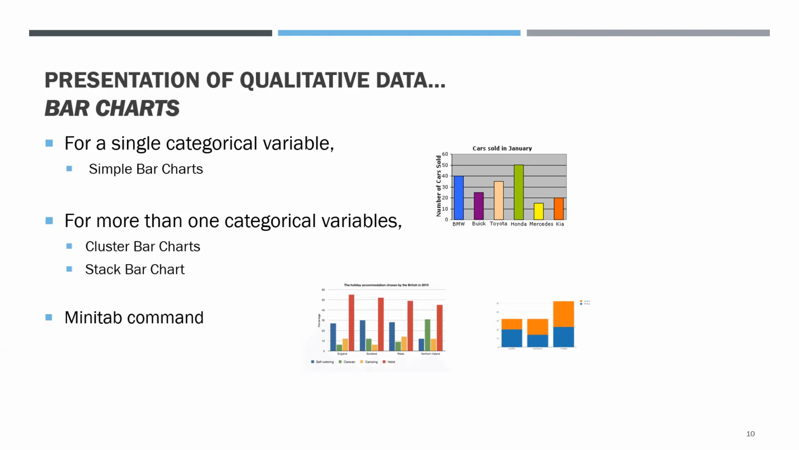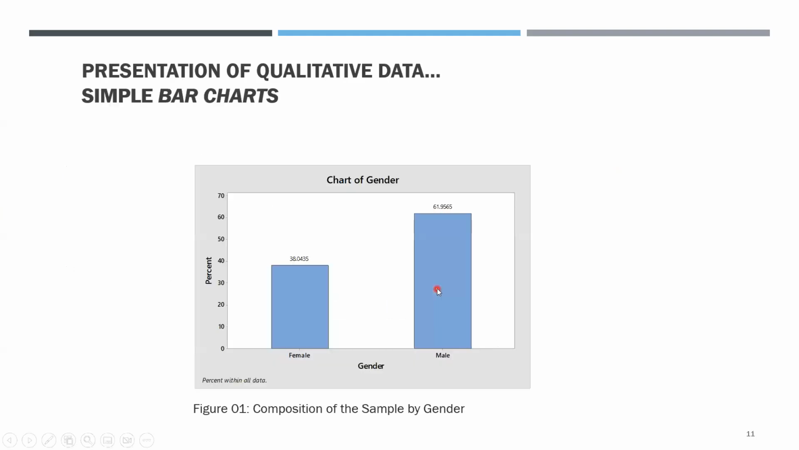Right. So if you have a single categorical variable, you can easily come up with a simple bar chart. Or if you have more than one categorical variable that you are considering in any specific case, then you can use cluster bar charts or stack bar charts. Stack bar charts, cluster bar charts, or graph use කරන්න පුළුවන්. Right, so this is an example of a simple bar chart.